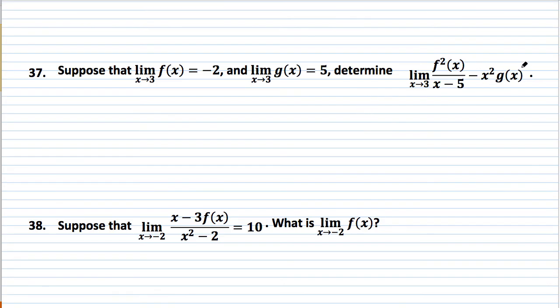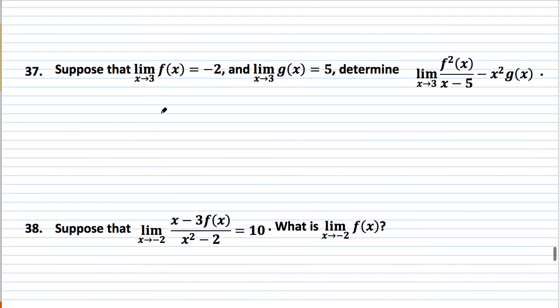All right, so for 37, we are simply going to be using some properties of limits. So I have this function set up here: the limit as x approaches 3 of f squared of x over x minus 5 minus x squared times g of x. So I'm going to break this up according to my properties of limits.